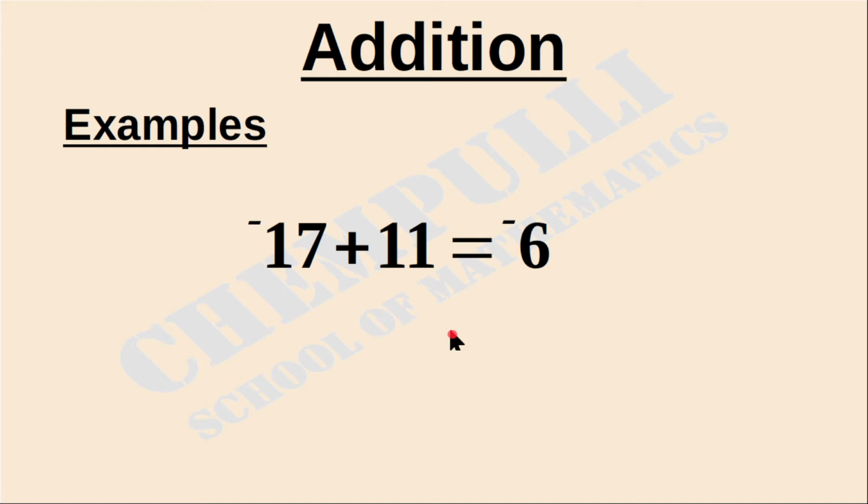Once again, listen: the numbers are negative 17 plus positive 11, both signs are different. In that case, find the difference of these two numbers, that is difference of 17 and 11. Difference means big number minus small number, that is 17 minus 11, the answer is 6. Then write the big number sign. In 17 and 11 case, which is the big number? We know 17 is the big number. Then what is the sign of that one? It is negative. Write that negative here. That is the answer, negative 6.